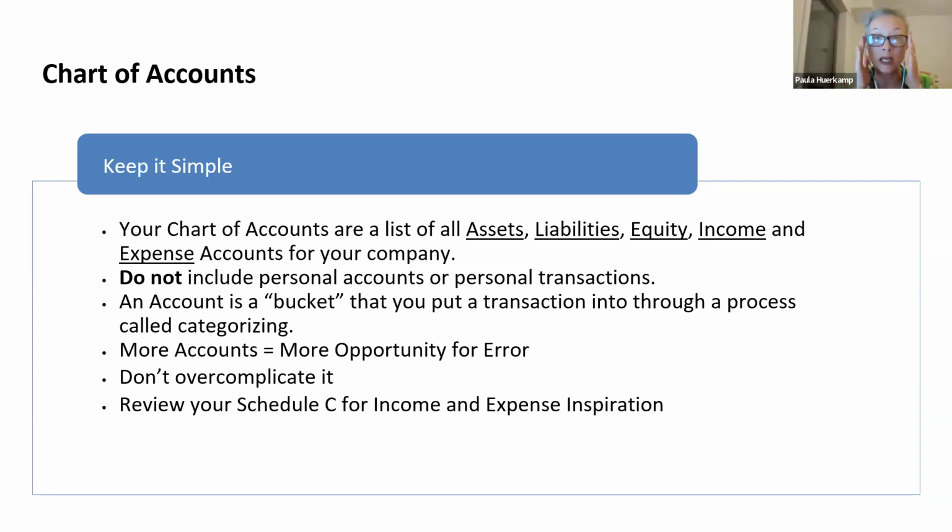Don't overcomplicate it. You can look at the historicals of how you've assigned things in the past, but the easier the choices and the fewer the choices, the less error you have. And you can always review your Schedule C, or what has been qualifiable for expenses, as inspiration for the major simplified categories for your expenses.